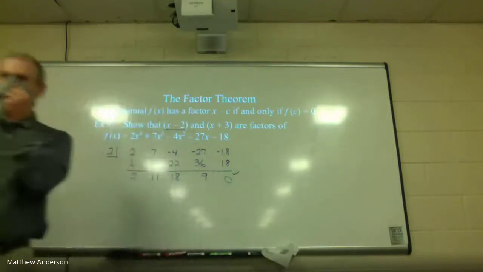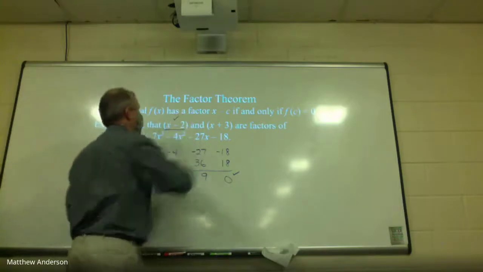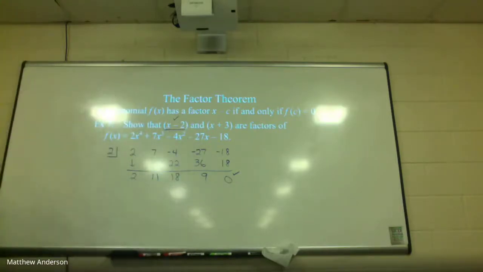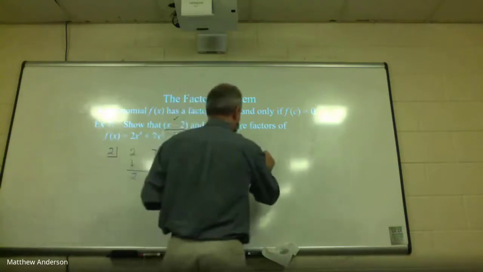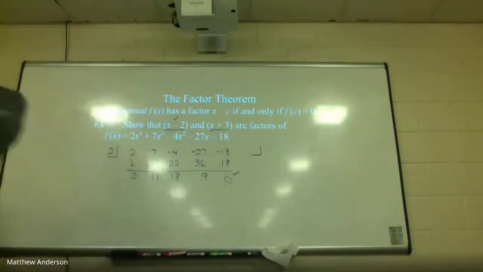That's what we needed, right? If this was going to be a factor, the remainder had to be 0. So we have just shown that x minus 2 is a factor of that big polynomial. Now I'm not going to erase it, but I'm going to do it again. What do we have to do this time if we're going to show it for x plus 3? What goes in the corner? -3, correct.